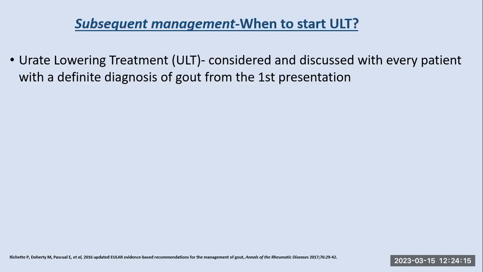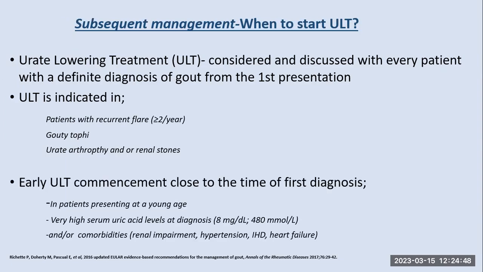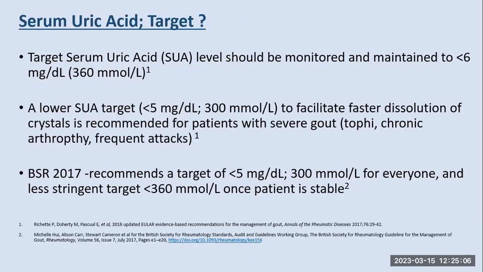So the next question is when to start on uric acid lowering therapy. Generally, when we were registrars or medical students, what we used to say is, not in the first presentation, we would look for if somebody has more than 2 flares per year, gouty arthropathy, or renal stones. But now the things have changed. You have to consider them on an individualized basis and consider early ULT commencement in some instances, particularly in a patient presenting at a young age, with very high serum uric acid levels, or in the presence of comorbidity. Even a single attack warrants the commencement of uric acid lowering therapy.